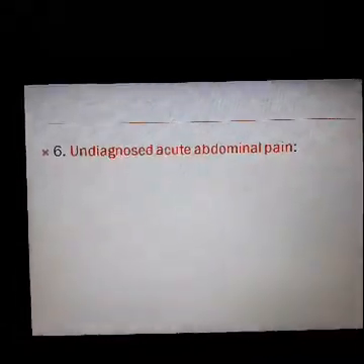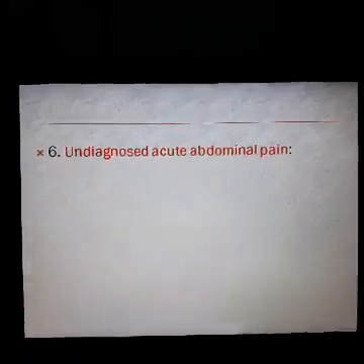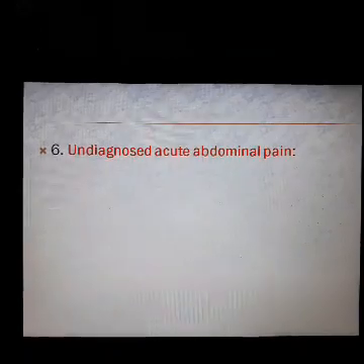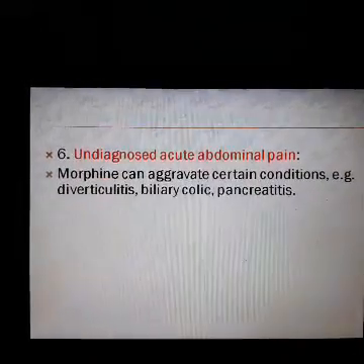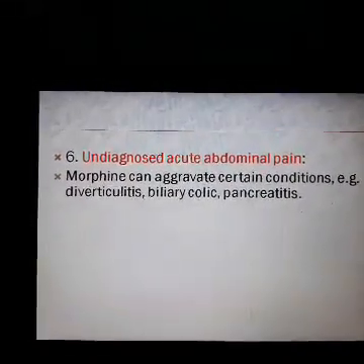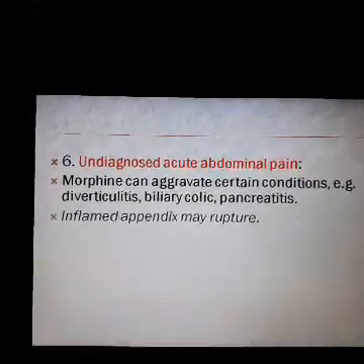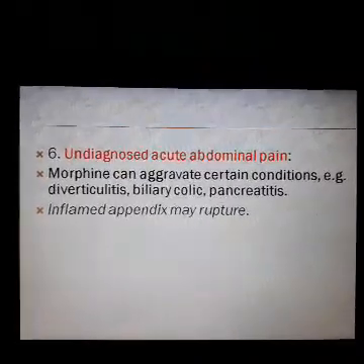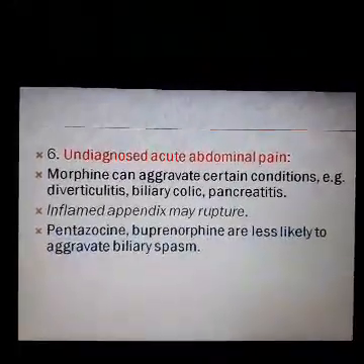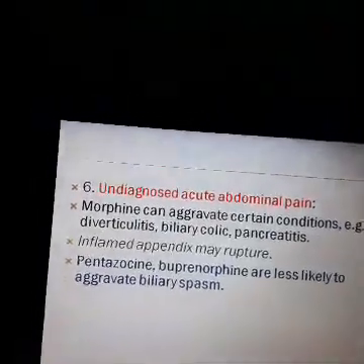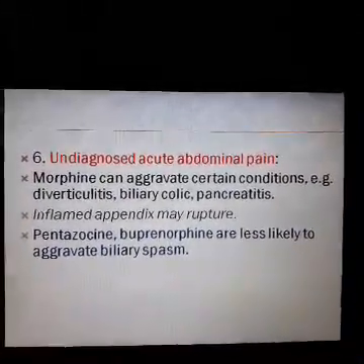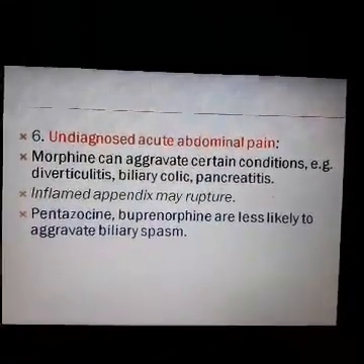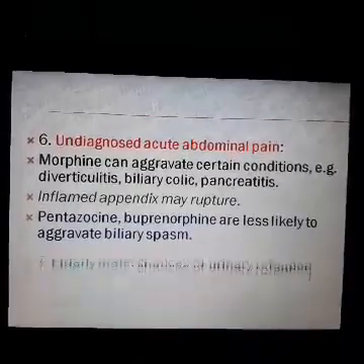And undiagnosed abdominal pain we discussed yesterday, because morphine increases the intrabiliary pressure due to constriction of the sphincter of Oddi. So that can aggravate biliary colic. Also it can aggravate diverticulitis and pancreatitis. An inflamed appendix may rupture. So these are the reasons for which morphine is contraindicated in acute undiagnosed abdominal pain. If the abdominal pain is due to biliary colic, pancreatitis, or appendicitis, then morphine can be dangerous.